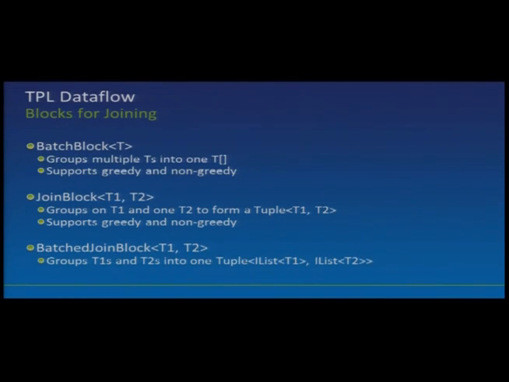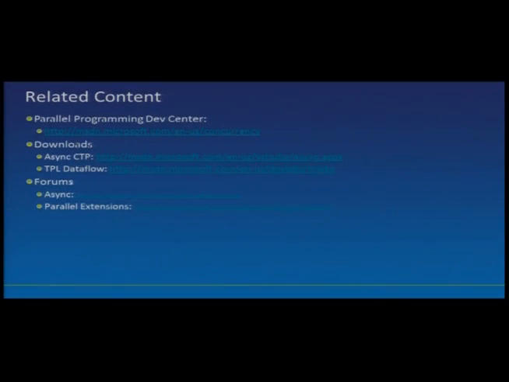There's the batch block that groups multiple values into one array, the join block that creates a tuple out of multiple messages that it has received, the batch join block, and so on. And so you can construct some very useful networks out of these and construct different types of parallel programs compared to what you would do with the Task Parallel Library or Parallel LINQ.